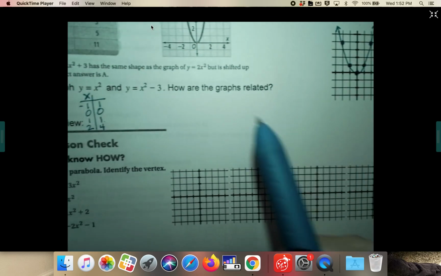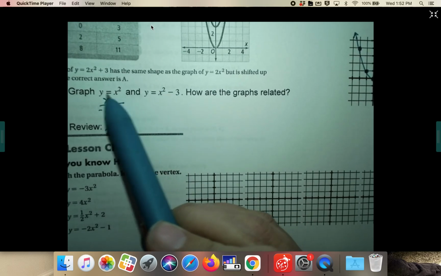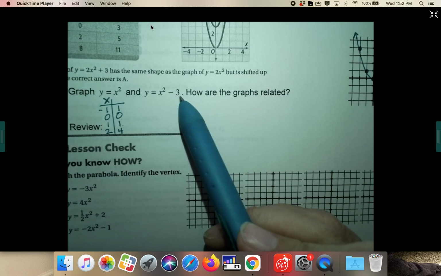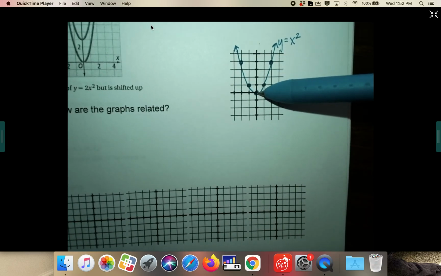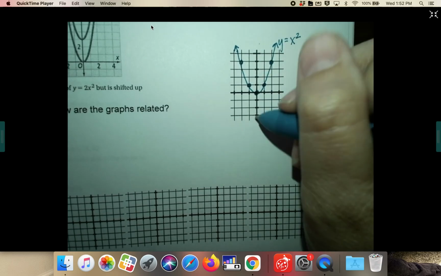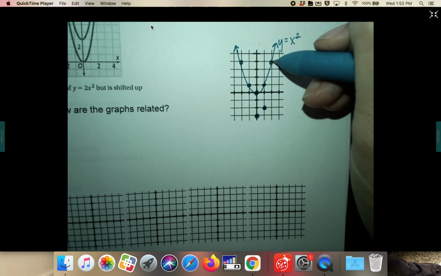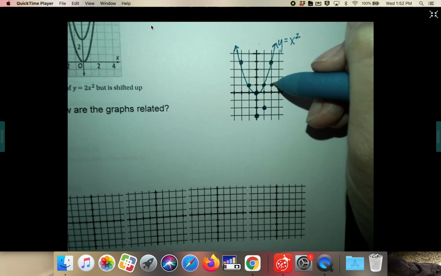And now it wants us to graph the same one. This is y equals x squared, and so is this, except -3. So we are going to take each of these points and we're going to shift them down 3. That's down 3. That's down 3. That's down 3.